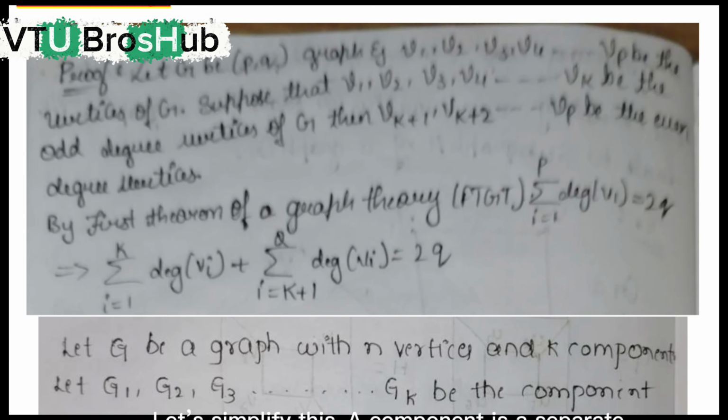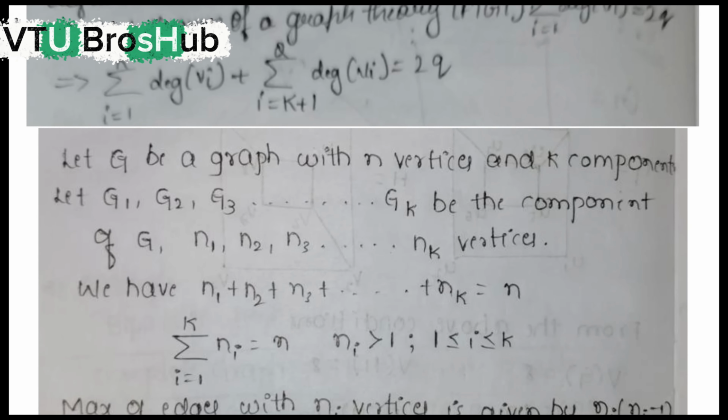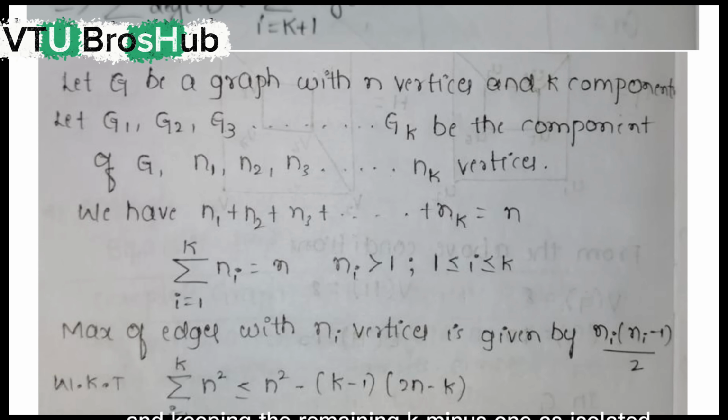Let's continue with the third question. Show that a simple graph with n vertices and k components can have at most (n - k)(n - k + 1)/2 edges. Let's simplify this. A component is a separate connected part of a graph. If a graph has k components, we get maximum edges by placing n - k + 1 vertices into one component, and keeping the remaining k - 1 as isolated vertices.